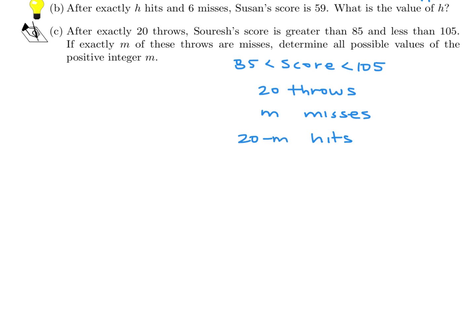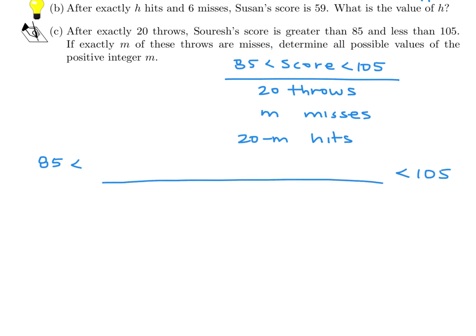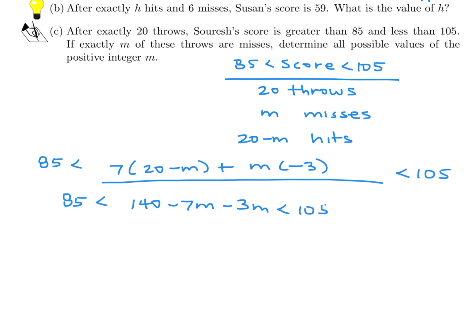Right? So then we go back to this, and let's just put it here, 85, and then we'll put 105, because we have to put a little bit of an equation in here. And that equation would be 7 for each of the hits, which is 20 minus M. And then for each of the misses, it's minus 3. Right? So then if we solve this, what do we get? 140 minus 7M minus 3M. And then 85 less than 140 minus 10M.